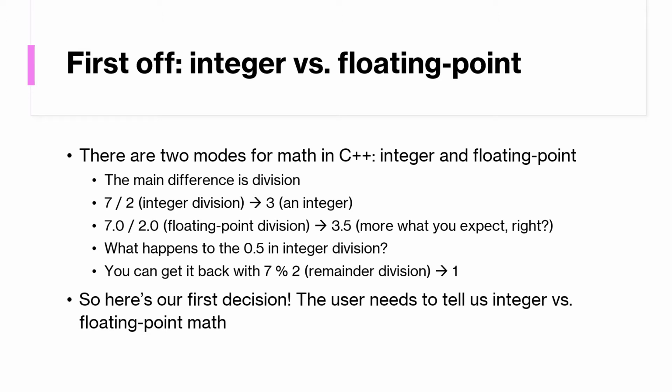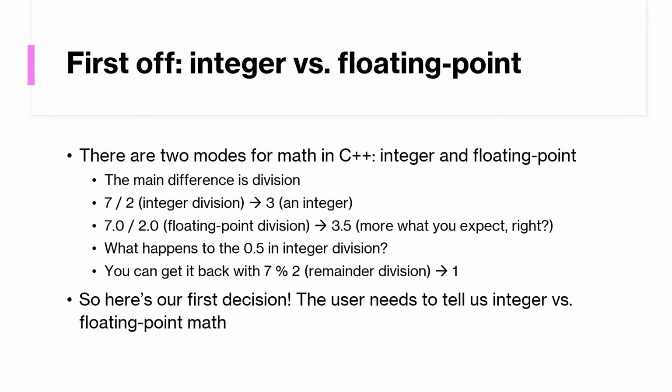If you look at, say, 7 divided by 2, where both of those are provided to C++ as integers, C++ will interpret that as you asking for an integer division. And so 7 divided by 2 is 3. It's actually 3.5, but there's no 0.5 in integer math, okay? So you just get 3. The fractional part is dropped.